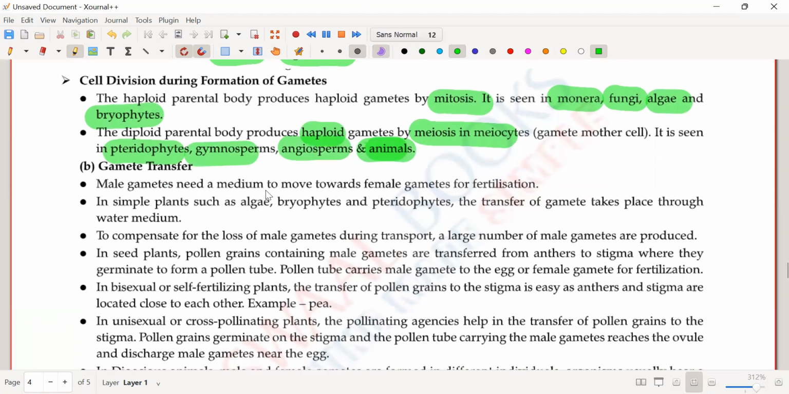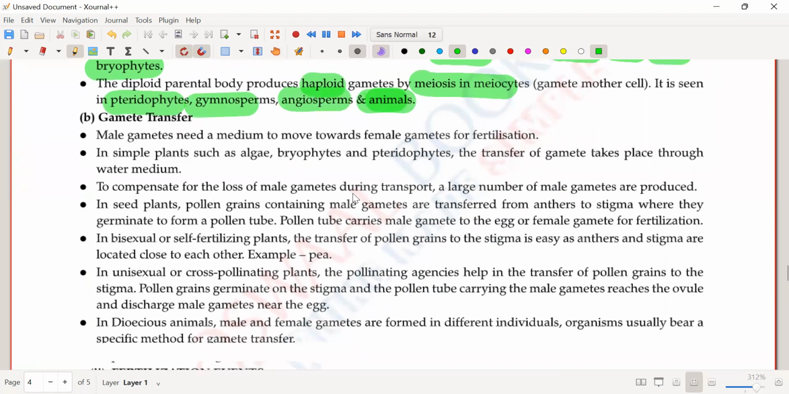Then gamete transfer. Male gametes need a medium to move towards female gametes for fertilization. In simple plants such as algae, bryophytes, and pteridophytes, the transfer of gametes takes place through water medium. To compensate for the loss of male gametes during transport, a large number of male gametes are produced.